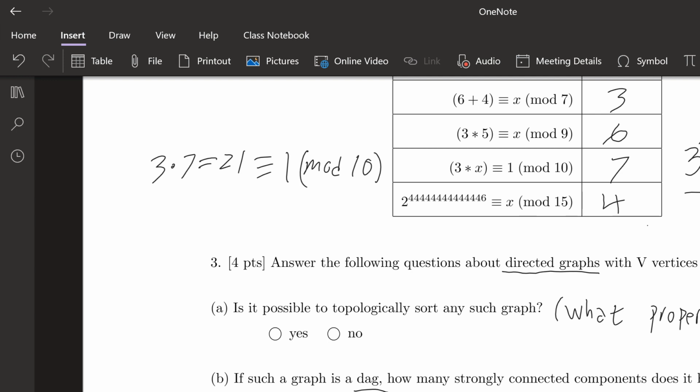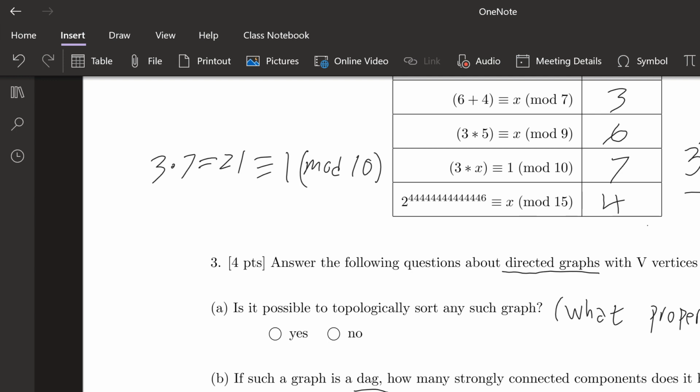Because, what property does toposort have? As you're going through the list that you have sorted, no node should have a path leading to anything earlier in the list. So if you have a cycle in your graph, there's no way you could ever sort such that there would be no node with a path to something earlier in the list. The cycle would always break that. So you can only topologically sort a DAG.